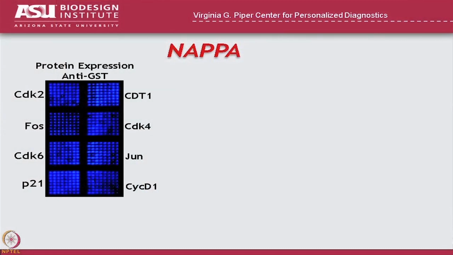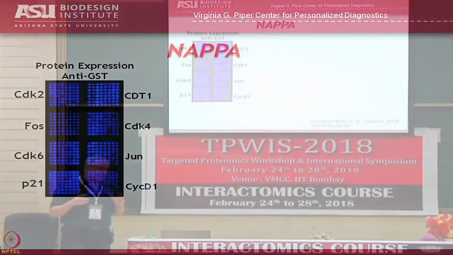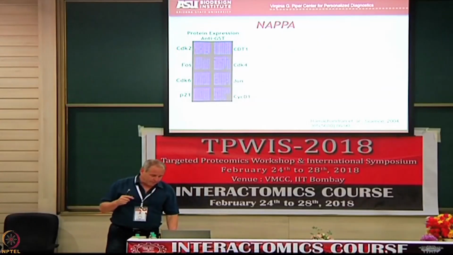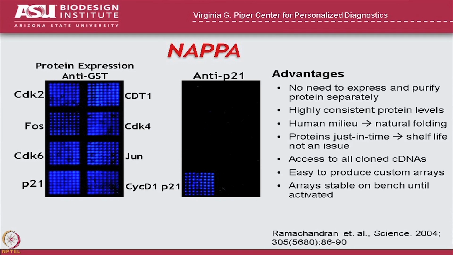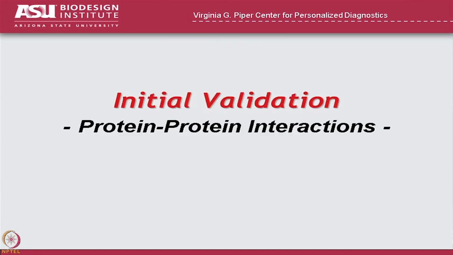And then this is what it looks like. Here's an early array, printed with 8 different proteins, 64 times each. And here we probe with anti-GST. That's a way of measuring how much total protein we have on the array. And so all of them light up. And then if we probe it with anti-P21, just remember the little 96-well plate, same idea, now we only get the P21 lighting up. All right? And I already covered these advantages, pretty much the same ones here, so I won't go over them again.